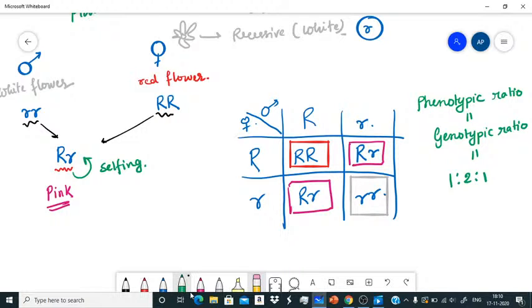Exactly, right. So are we clear till now? So what you have to remember, what is incomplete dominance? Incomplete dominance, the color or the character will be intermediate between the dominant and the recessive in the F1 generation. Now when you do selfing of the F1 generation, you will get the F2 generation. Now in the F2 generation, the phenotypic ratio and the genotypic ratio will be 1:2:1. Both the phenotypic ratio and genotypic ratio will be same.